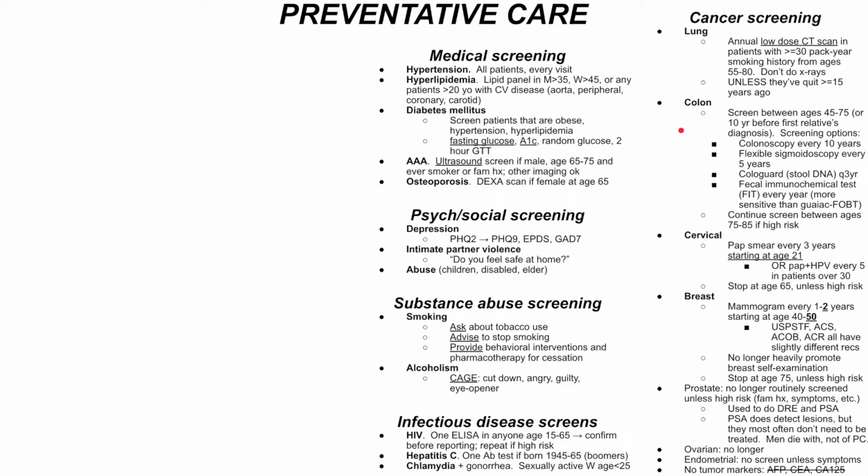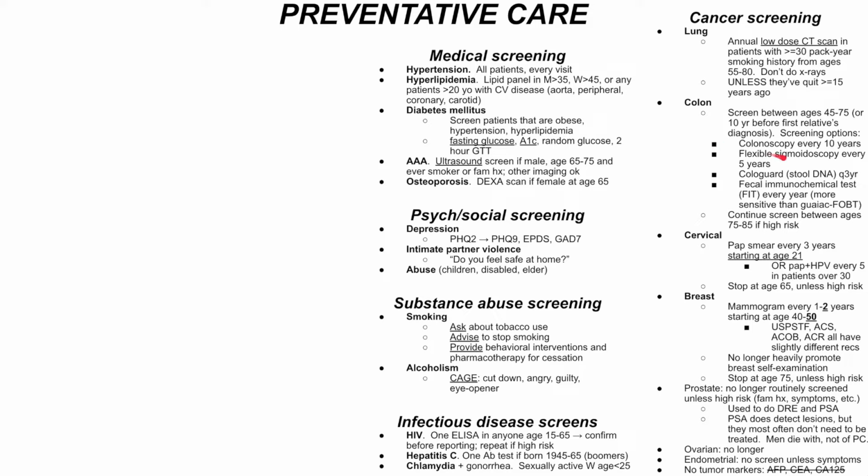Now, the screening options are pretty varied for colon cancer. You can do a colonoscopy every 10 years. The reasoning for this is that a polyp that you might find on colonoscopy typically takes about 10 years to develop into cancer. So if you can find that polyp early, you can remove it, and you can do a colonoscopy once every 10 years. That's the least frequent screening that you can do for colon cancer.